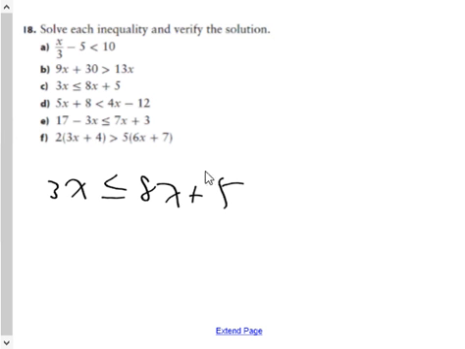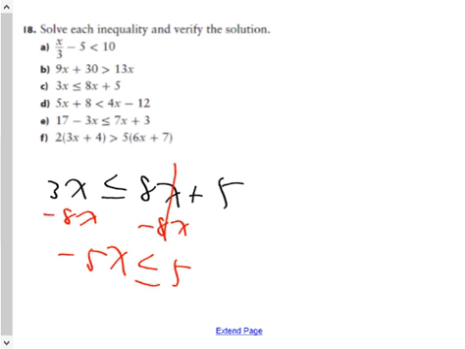It makes it a little bit more complicated, but not terrible. So what I'm going to do is subtract 8x from both sides, leaving me with 5 on this side and negative 5x over here. Now I'm going to divide both sides by negative 5 to isolate x. I have to flip my inequality sign because I've divided by a negative number. Any value greater than or equal to negative 1 would work in the solution.